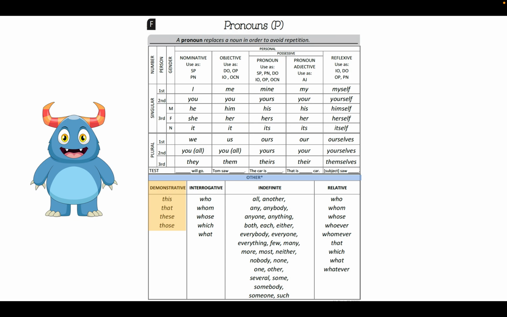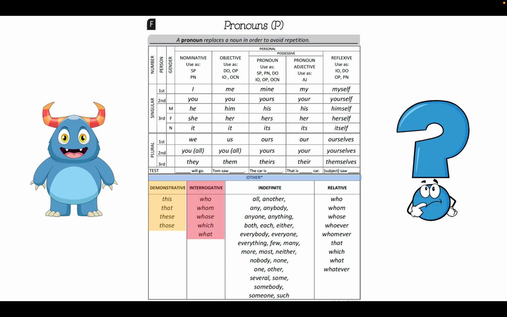And then next we have the interrogative. And the interrogative pronoun represents something that is unknown and it is used in a question. And they are who, whom, whose, which, what. Who, whom, whose, which, what.